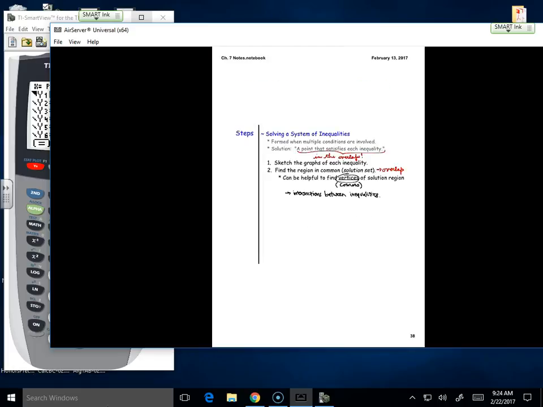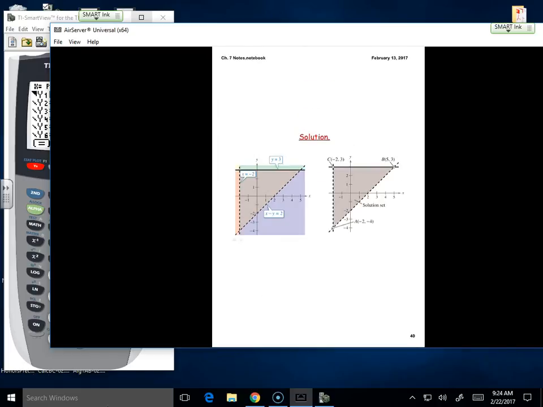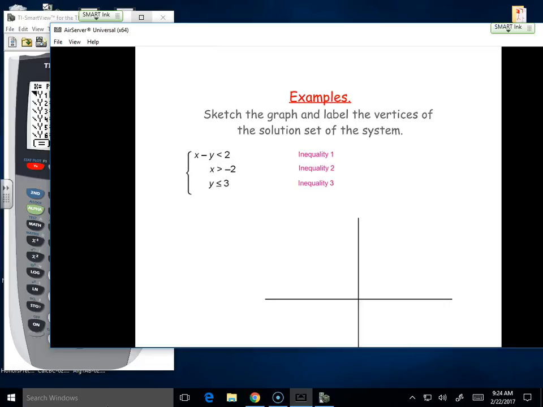Most of you guys have finished writing from what I can tell. So let's go ahead and just check out one. Hopefully we're right, and then we're done. Told you. Sketch the graph and label the vertices. Let me go ahead and make this guy bigger.